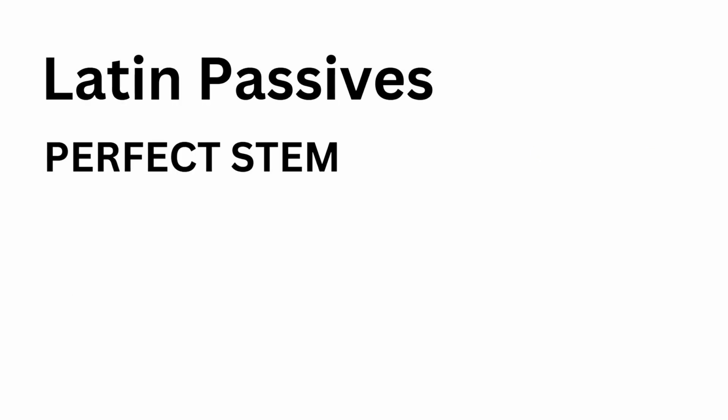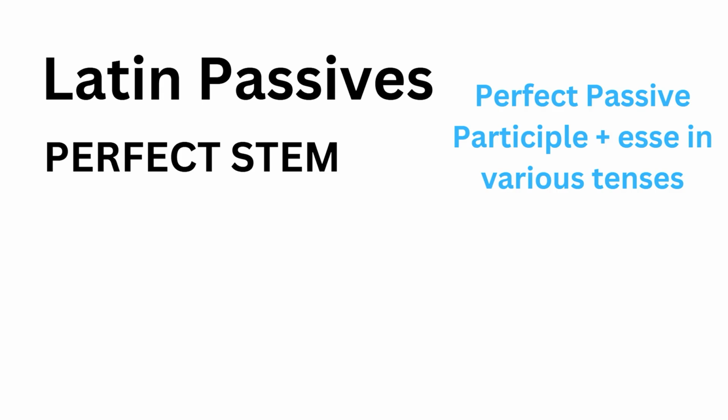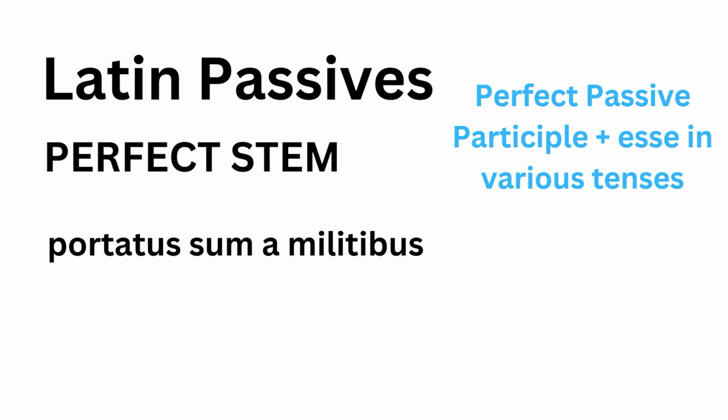Let's move on to our perfect stems. This is if you are looking for a perfect passive, a pluperfect passive, or a future perfect passive. The good thing is all three of those tenses have the word perfect in, so that can help you to remember which ones need a perfect stem. This one is a little bit more complicated. You need the perfect passive participle of each of your verbs, plus the verb esse in various tenses based on which tense you need. So let's start with a perfect example.